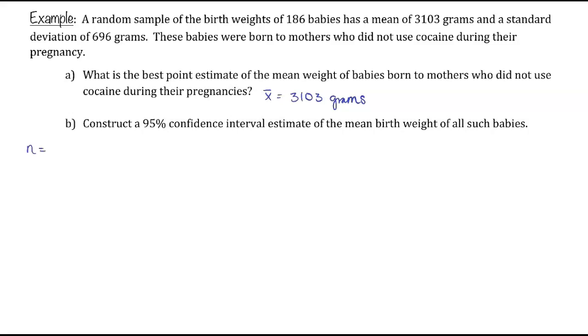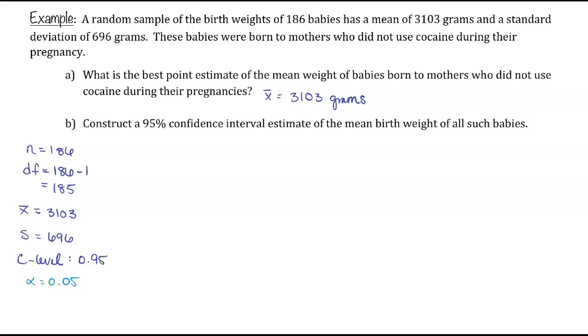We have a sample size of 186, which gives us a degrees of freedom of 186 minus 1, or 185. Our sample mean is 3,103, and our sample standard deviation is equal to 696. The confidence level that we are interested in is 95%, or 0.95. That leaves 0.05 left over for alpha, and cutting that in half, we have that alpha over 2 is equal to 0.025.